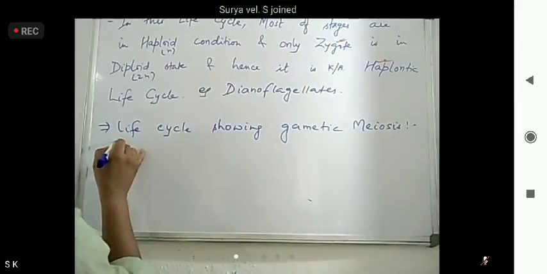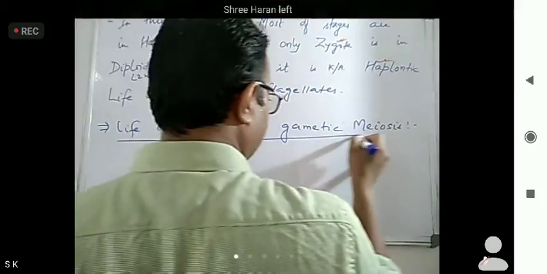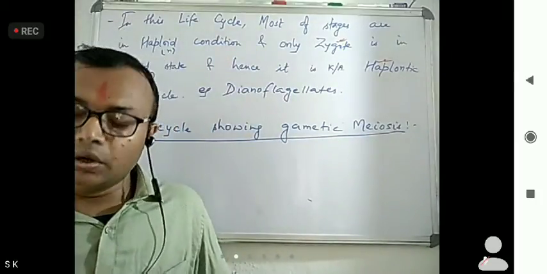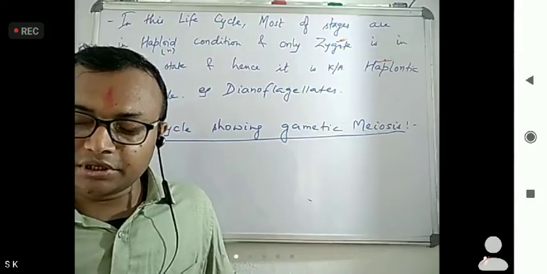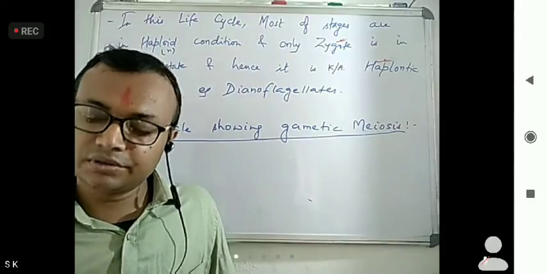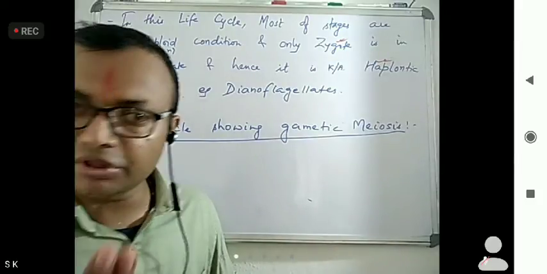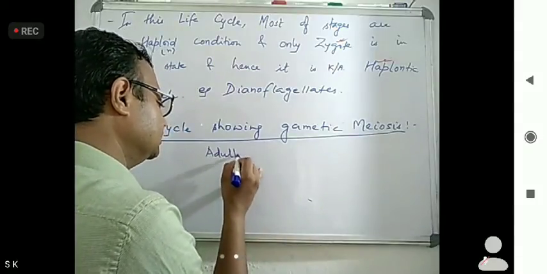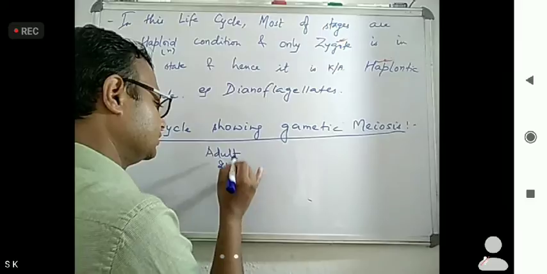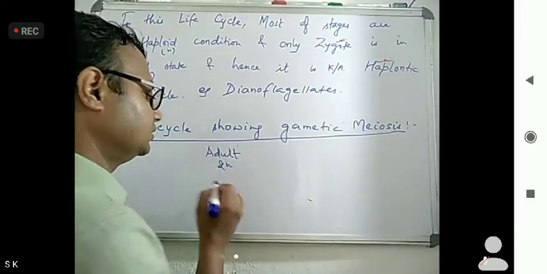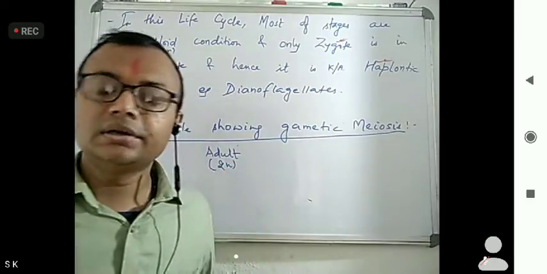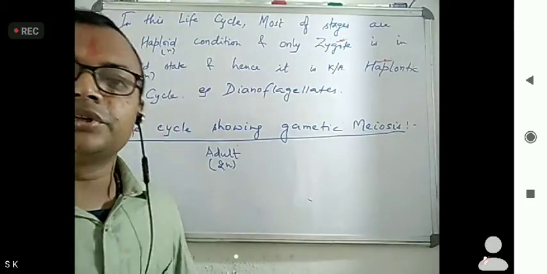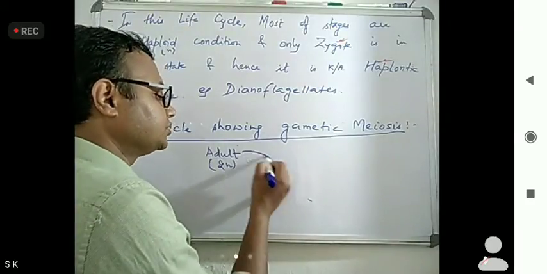Now, life cycle showing gametic meiosis. Okay. Now, if we are seeing gametic meiosis, what do we have to see? Same thing, but here the adult will be in diploid state. So the adult is in diploid state, and here instead of mitosis, meiosis occurs.